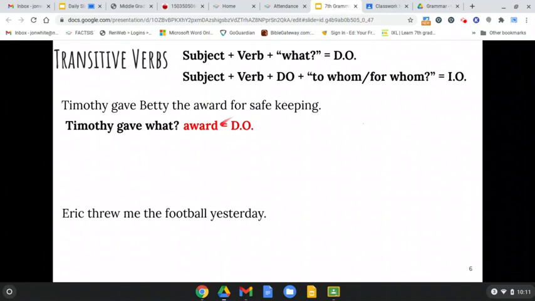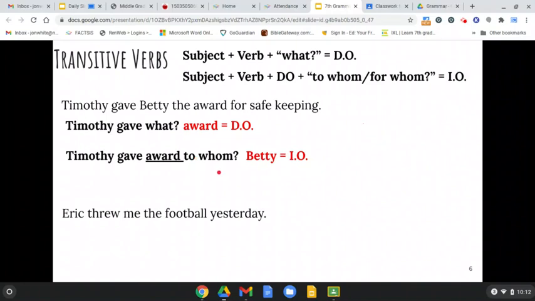And if we have a direct object, we go on and ask one more question. Here's another formula that we need to know. Subject plus verb plus direct object, and the question to whom or for whom equals indirect object. So that would look like this. Plug these things in. Subject, verb, direct object, and then this question. Timothy gave award to whom? Who's getting the award? It's Betty. So Betty is the indirect object.